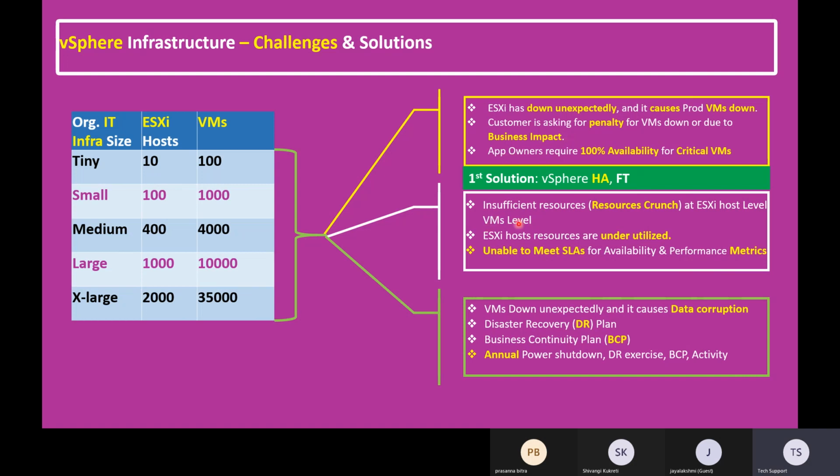And let's talk about the second point. The second point is that not only ESX host down and all, we should also be responsible for insufficient resources at the ESXi host level. Insufficient resources, we can also call it a resource crunch.